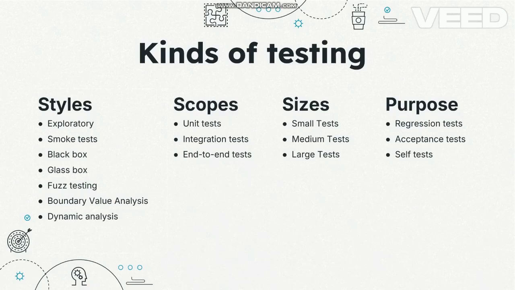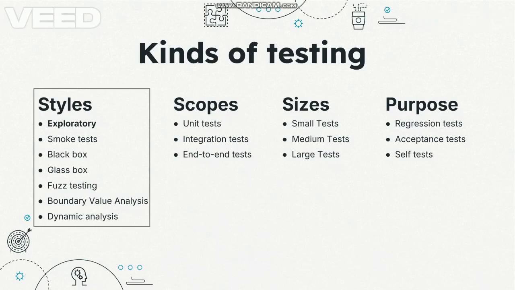First of all, let's discuss style. In style, first we have exploratory testing. In exploratory testing, we manually test a system by navigating through it without a script, like walking through a newly built house without a guide. After that, smoke test. Smoke tests quickly check if the main parts of the program work properly, like giving a car a quick startup to see if the engine runs before taking it for a drive.